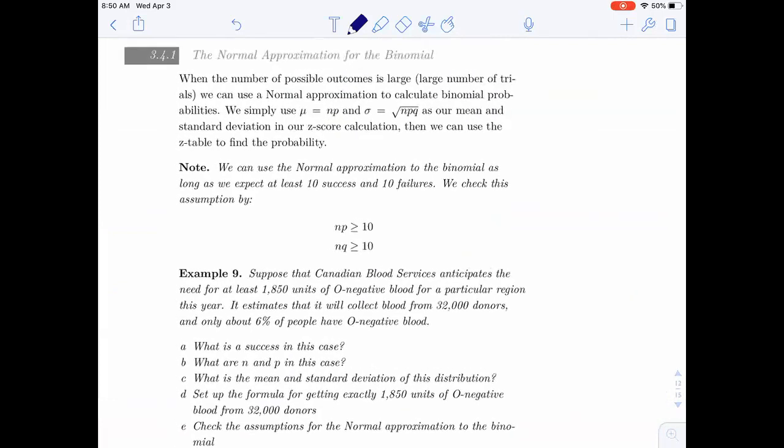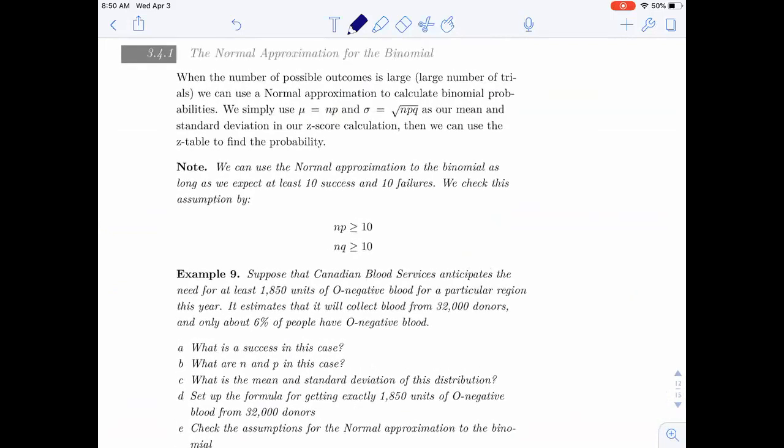First things first. As long as we have a large enough sample size, just the same as proportions, we can use the normal approximation to the binomial using mu as NP and sigma as the square root of NPQ, as long as N times P is greater than or equal to 10 and N times Q is greater than or equal to 10. So as long as you're expecting at least 10 successes and at least 10 failures.